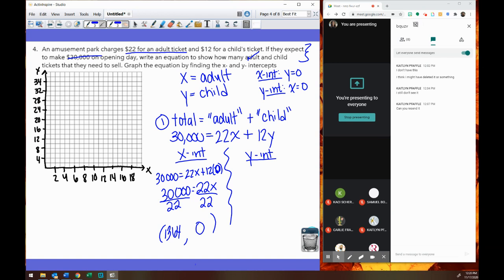So now we can plot that point, right? My x value is 1364, and my y value is 0. So here are my values here. We can count this in terms of hundreds, 200, 400, 600, 800, 1,000, keep going. So if I'm plotting 1364, it's going to come somewhere in between 12 and 14. So I'm just going to plot the point.